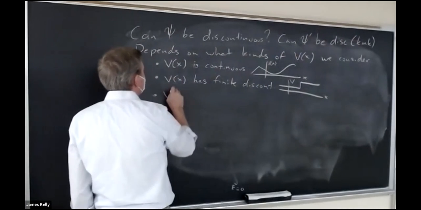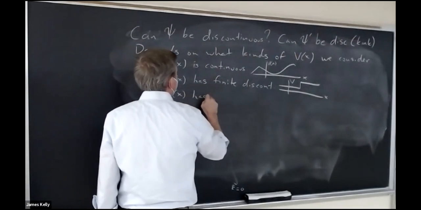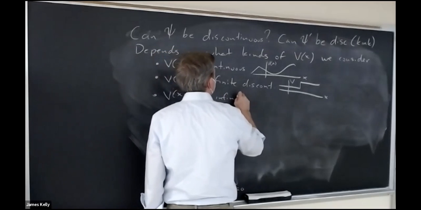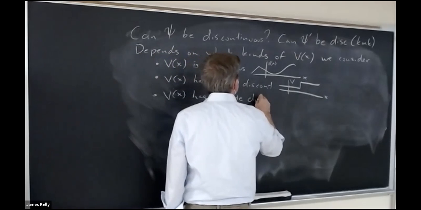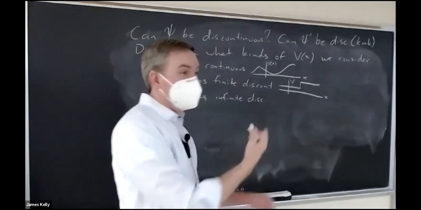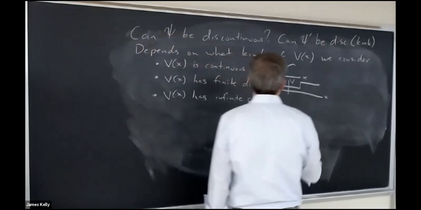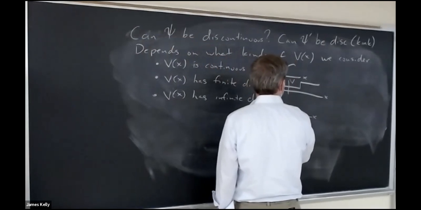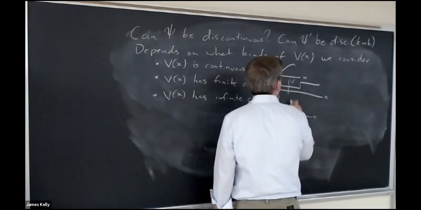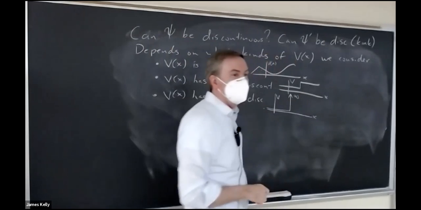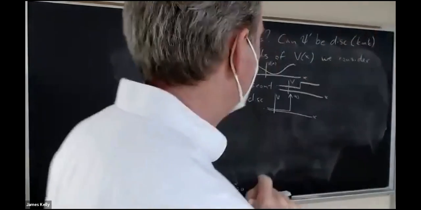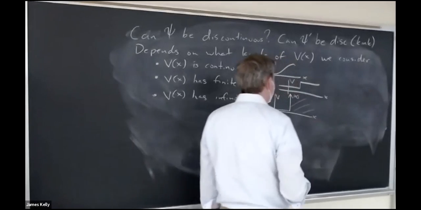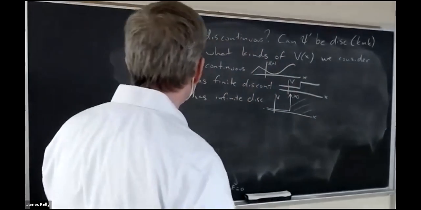Okay, next case, V of x has infinite discontinuities. And that's the case of a hard wall like we're considering in this problem. I don't know how to draw that. I probably should avoid drawing these, but it's like your potential is doing what it does, and then all of a sudden it shoots up to infinity forevermore, or maybe for a while, and then shoots back down. But in our case, it shoots up to infinity, and then it just stays at infinity over there.